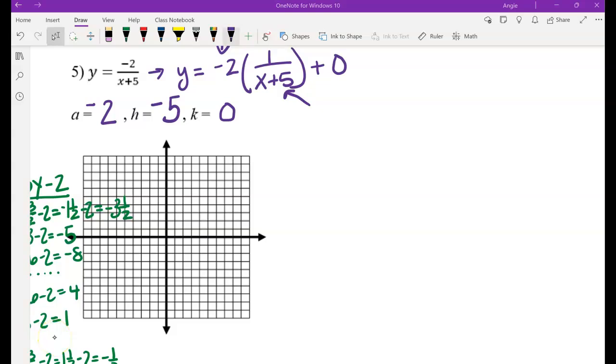Okay, so remember we talked about rewriting this. If you have something that's not a 1 on the top, maybe just rewrite it as -2 times 1 over x plus 5. Now, if you don't see anything adding behind the fraction, feel free to put in a 0. And no, you don't have to.